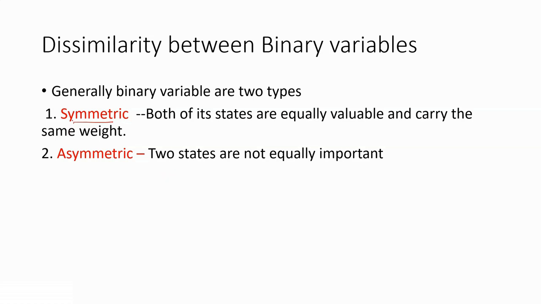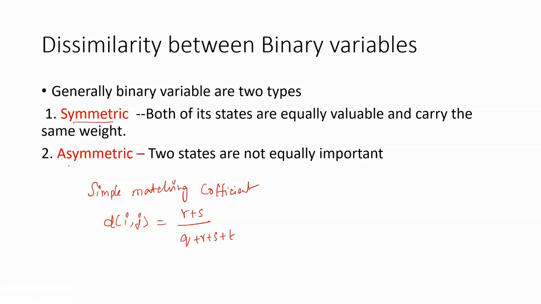Come to the point: how do we find the dissimilarity for symmetric binary variables? The dissimilarity can be found using the simple matching coefficient, which is important here. It is defined as the dissimilarity between objects I and J equals R plus S divided by Q plus R plus S plus T. We know what R, S, Q, and T are.